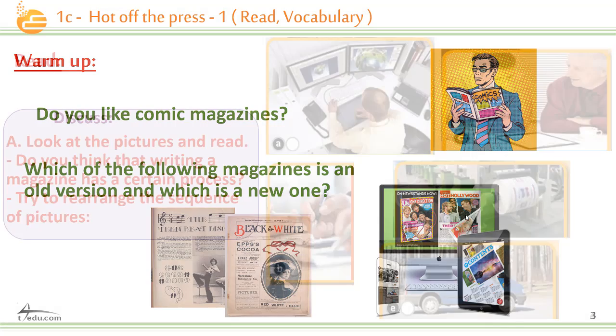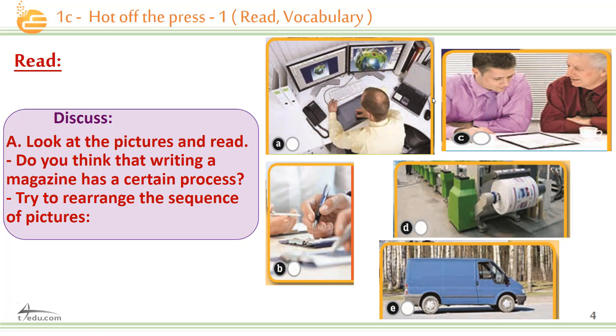Okay, let's start our lesson. Now we are going to discuss these pictures before we start the reading segment. Look at the pictures and read. Do you think that writing a magazine has a certain process? Let's try to rearrange the sequence of the pictures. Anything in this world has a certain process. You cannot give a final version of anything without going through different procedures or processes. So, in these pictures, we have the process of writing a magazine.